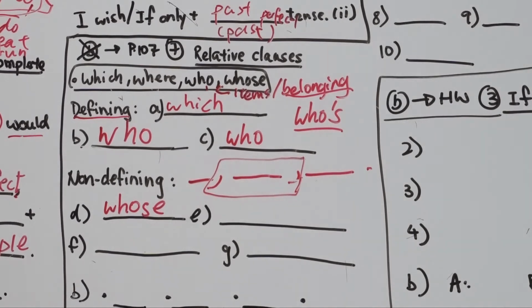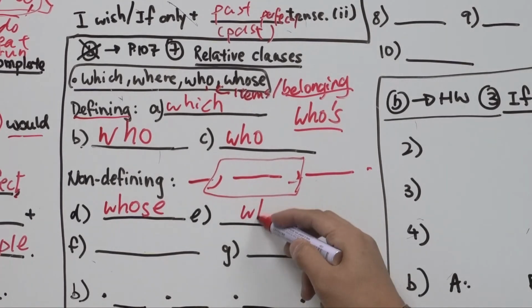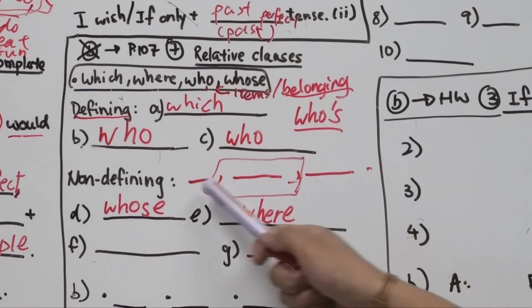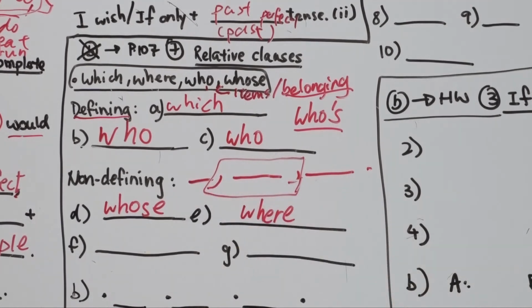All right, so what about E? Part E. York, she lives, is a quiet city. Where? Right, it's a place, right? So York, where she lives, is a quiet city. Can I say York is a quiet city? Yes, right? It's still true. York is a quiet city.